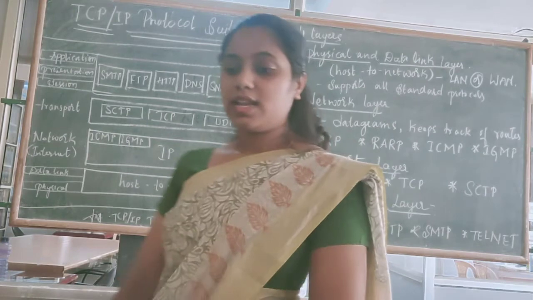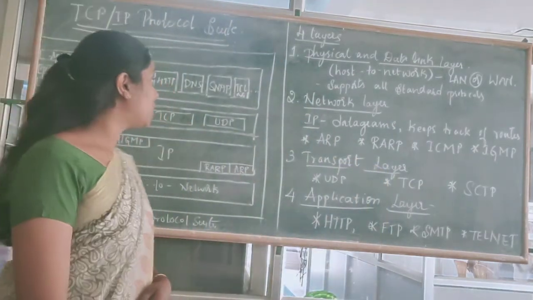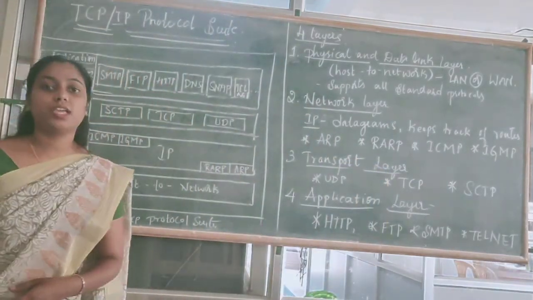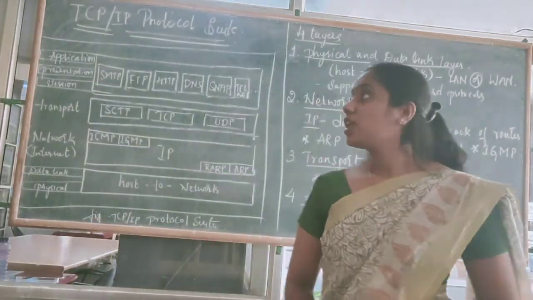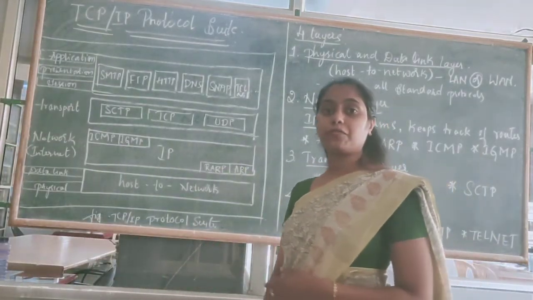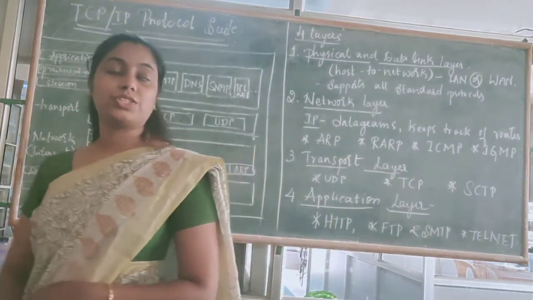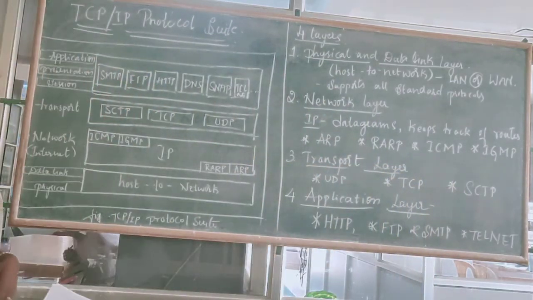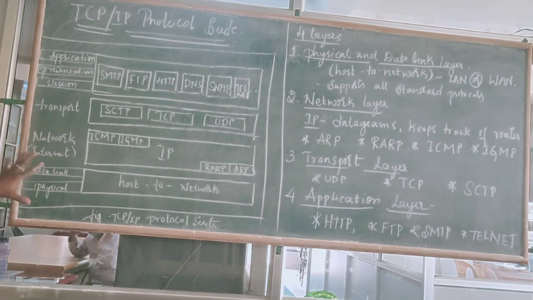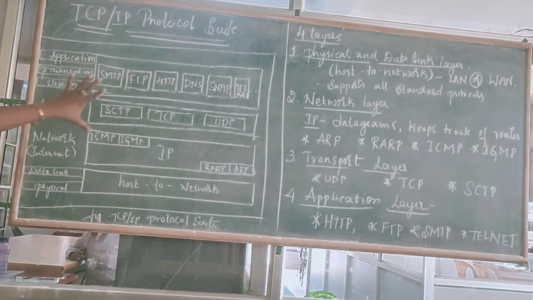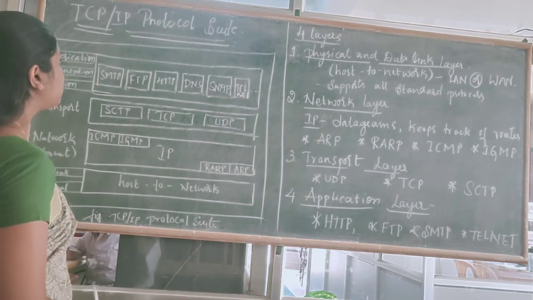Hello students, in the last class of data communication, we studied the different layers of OSI model. And in this video, let's learn the last topic of the first chapter of data communication, that is the TCP IP protocol suite. Okay, so as you can see on the board, this is the diagram of the TCP IP protocol suite.